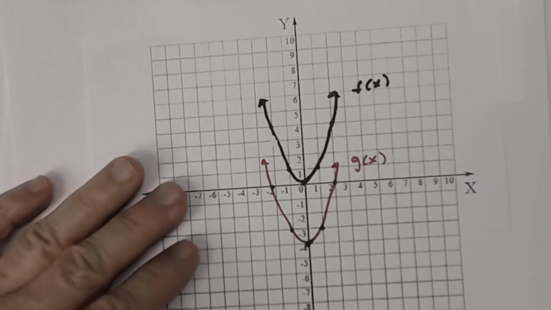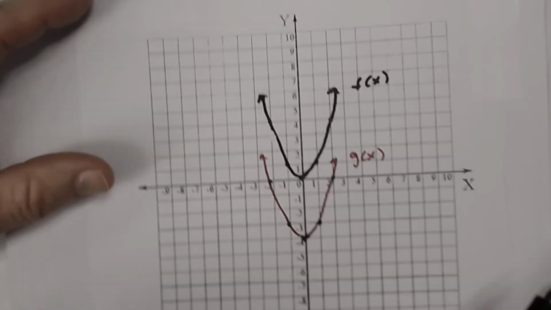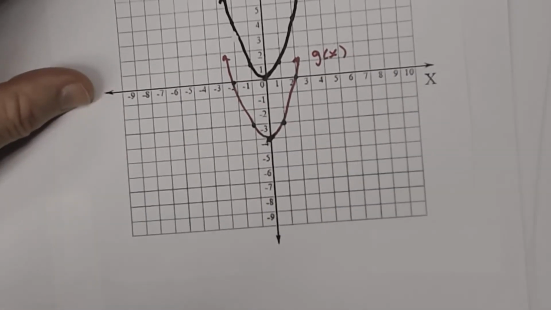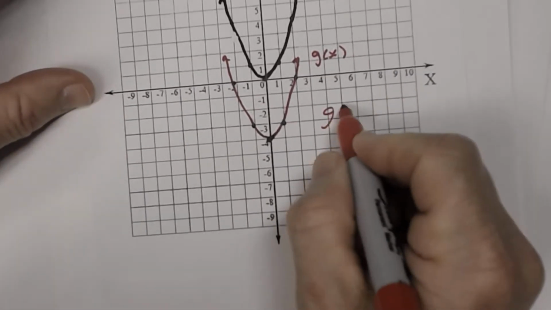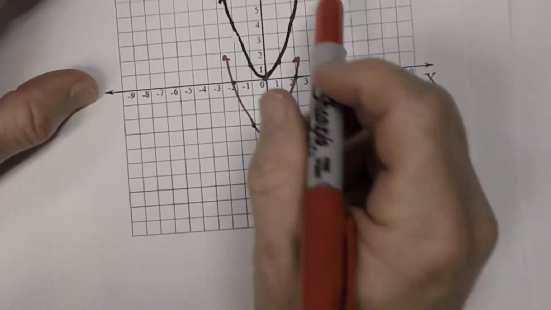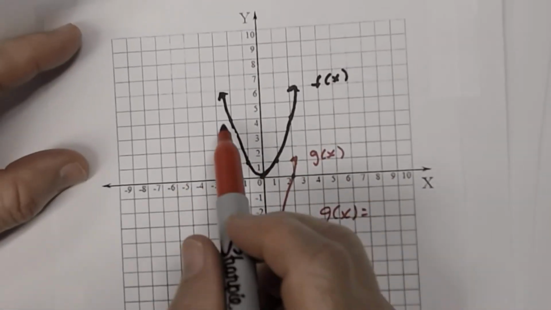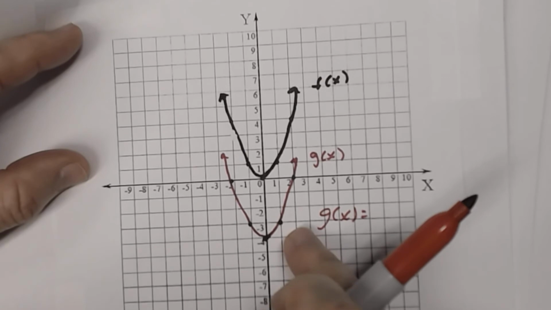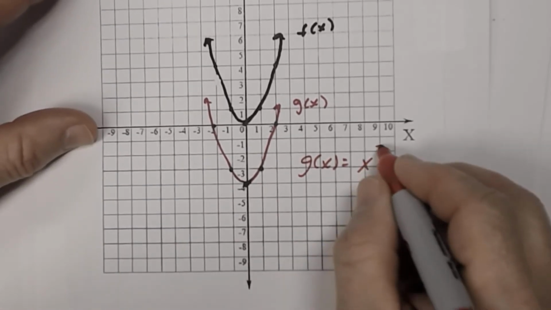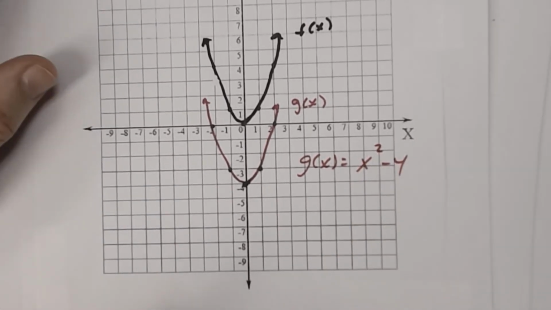So then you're going to say g of x will be x squared minus 4. So x squared minus 4. There's your answer. Okay, so that's number 10.